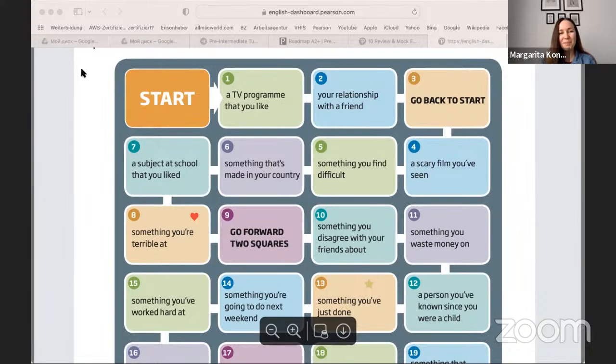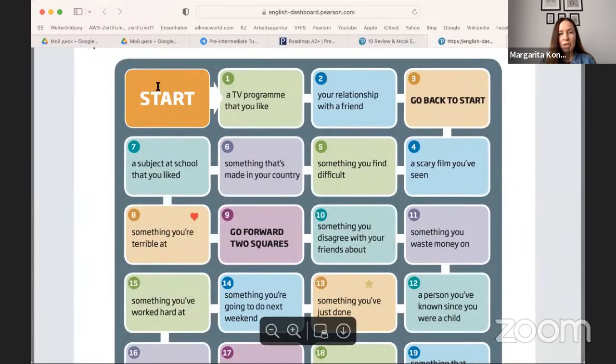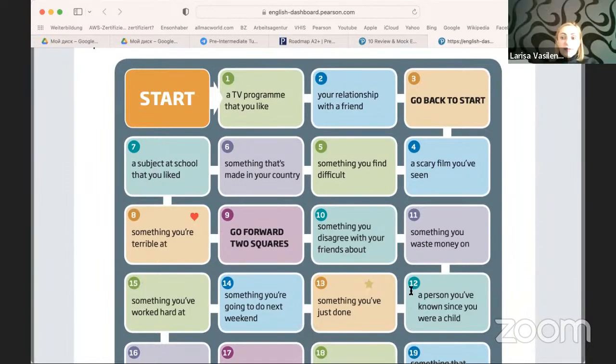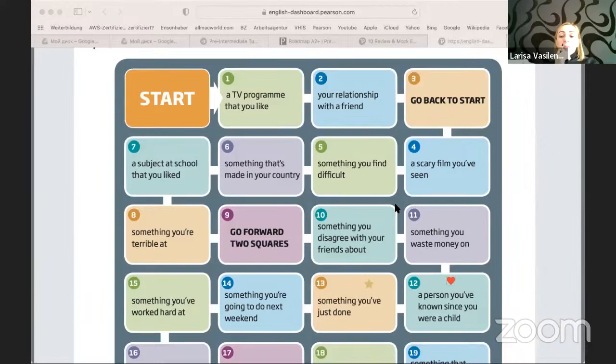And what form was it? I've just had coffee. What form is it? Present perfect. Yes, with just, we usually use present perfect. So I throw the dice for you. And this is also 2. Let's get back. That means number 10 is for you. But you have already told me about this. Something you disagree, maybe 11? You also said, let's take 12, okay? A person you've known since you were a child.